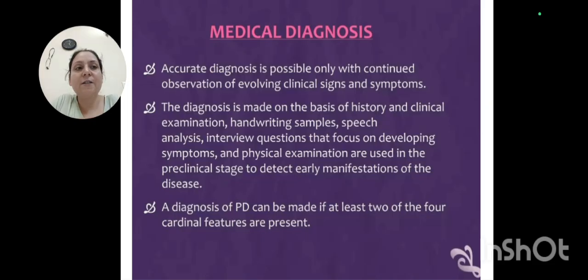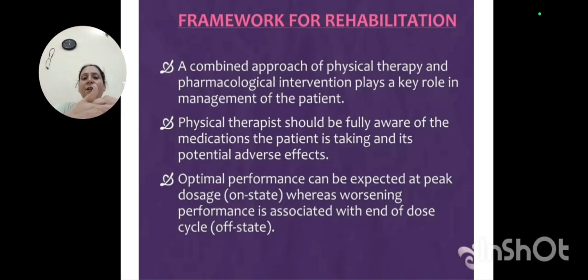Fine. So a diagnosis of Parkinson's can be made if at least 2 of the 4 cardinal features are present. For rehabilitation also, we have to make sure that pharmacological intervention plays a key role, because this will help in reducing the rigidity. Muscle relaxants need to be given to this patient, or dopamine substitutes, levodopa, so that movements are more easily done. On that base, we can help and assist them in doing day-to-day activities.